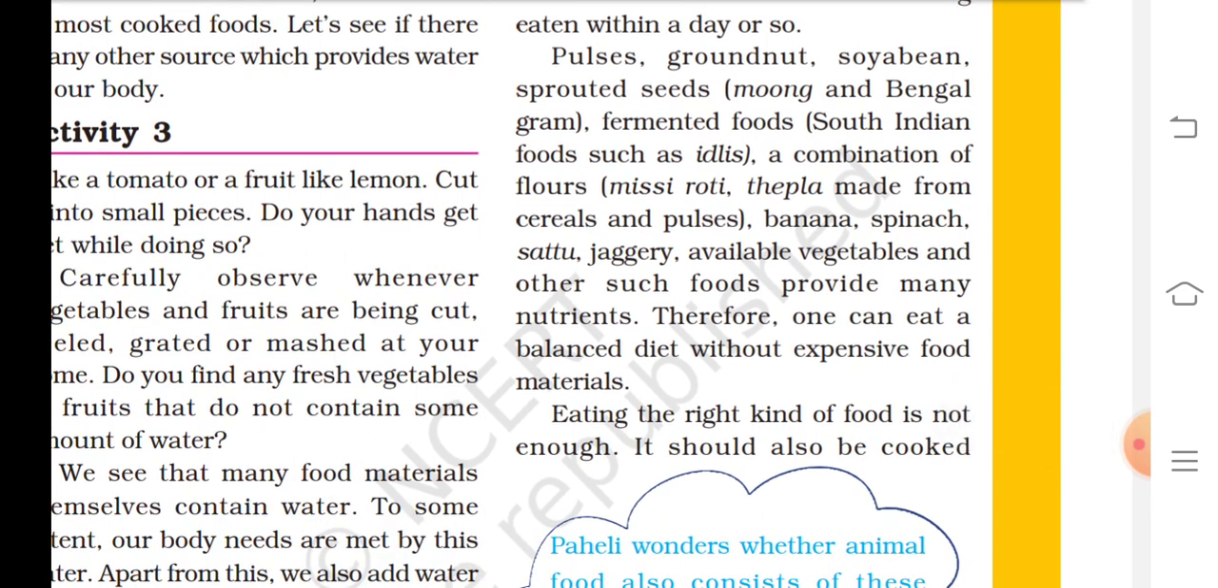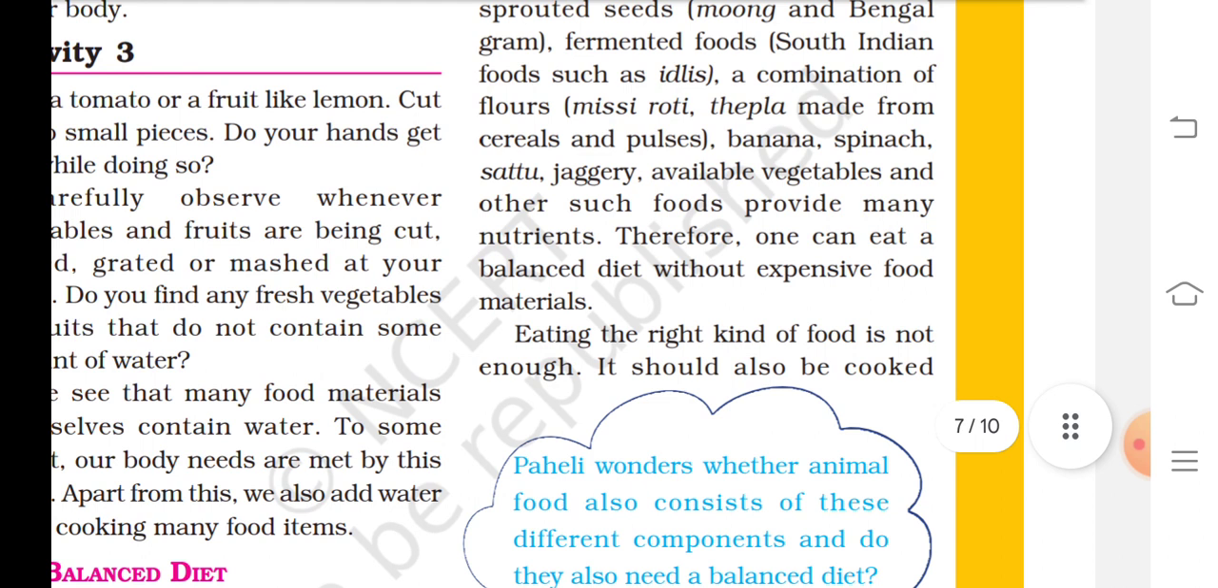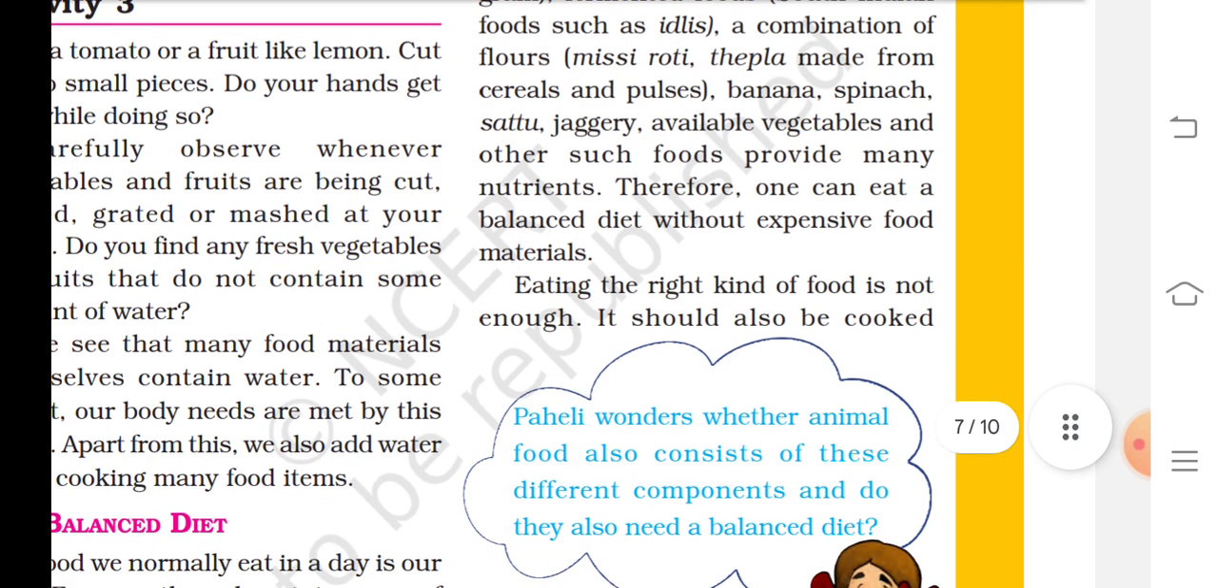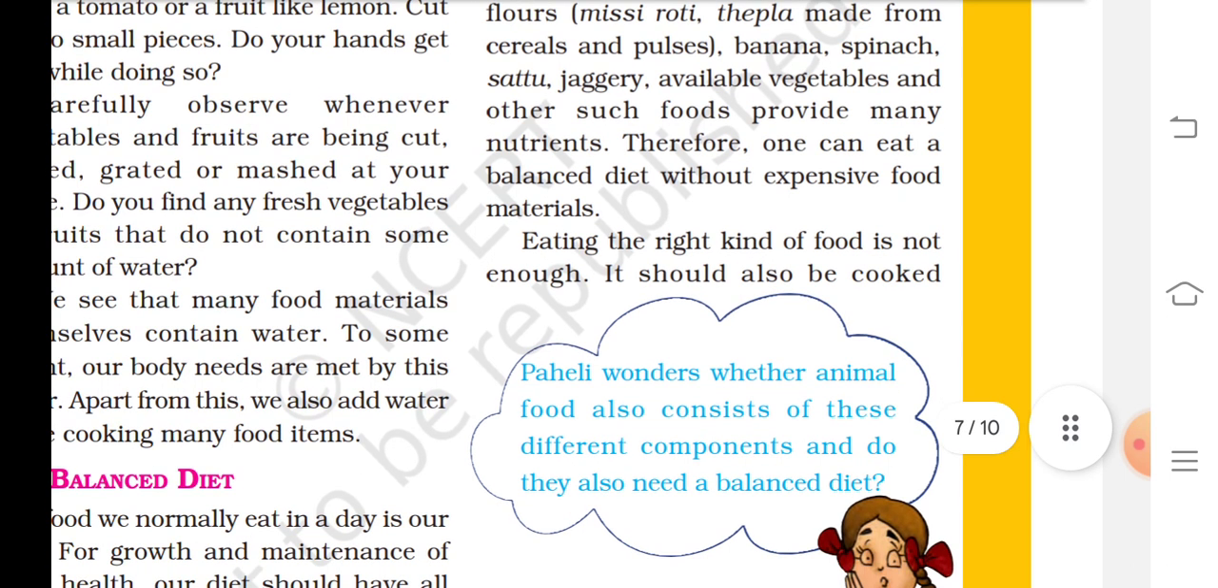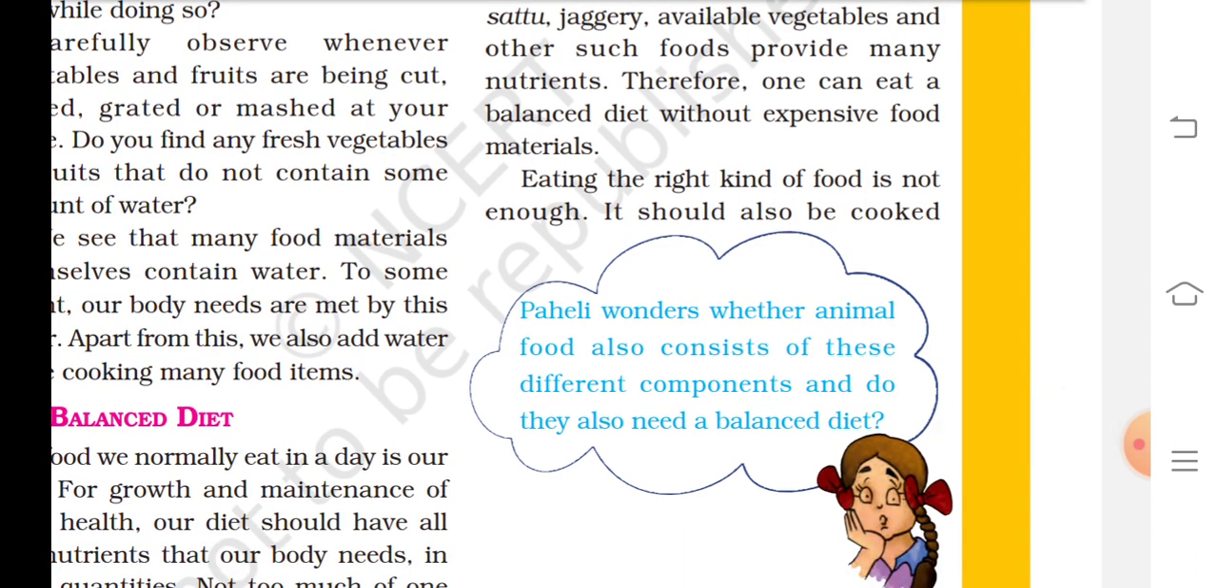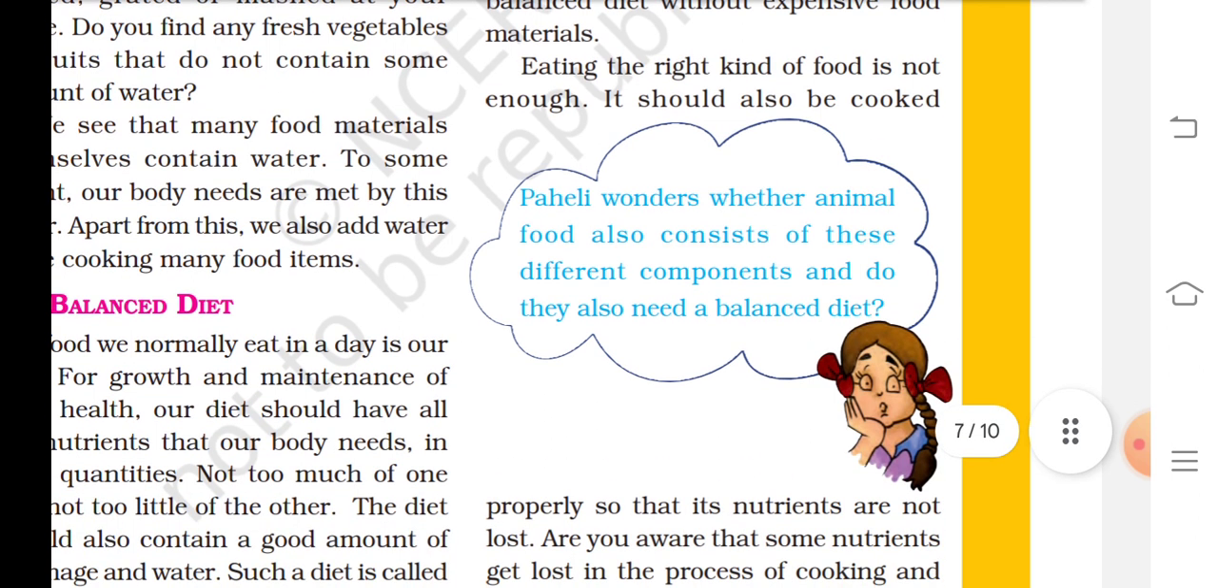Pulses, groundnut, soybean, sprouted seeds, moong and Bengal gram. Fermented food, South Indian food such as idli, and combinations of flour, mixed roti, thepla, made from cereals and pulses. Banana, spinach, sattu, jaggery, locally available vegetables and other such food provide many nutrients. Therefore, one can eat a balanced diet without expensive food materials.